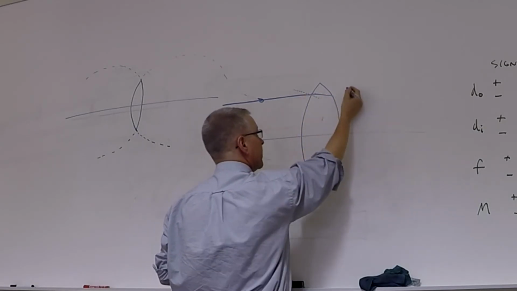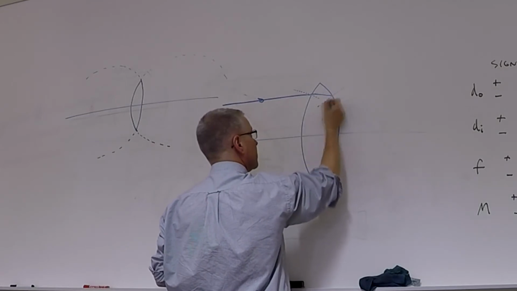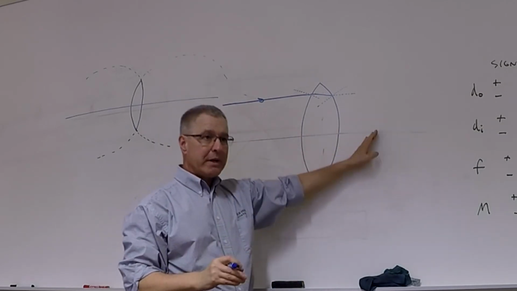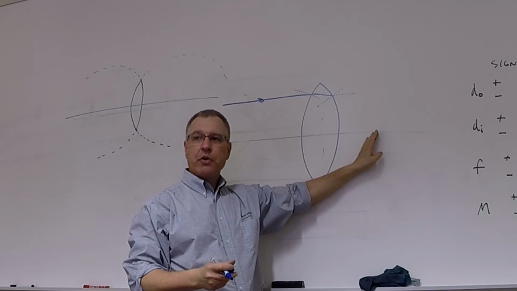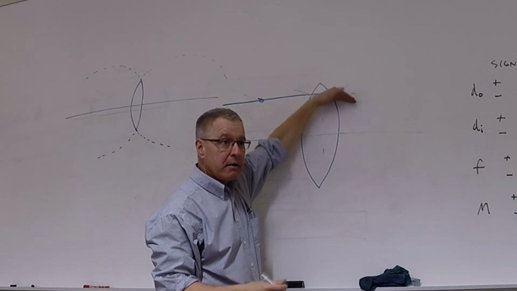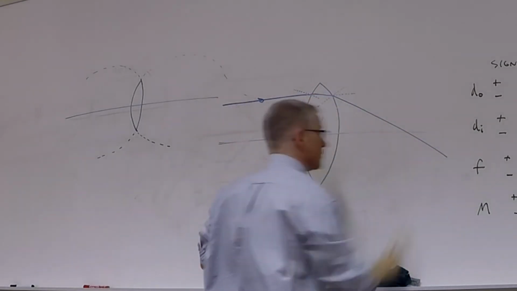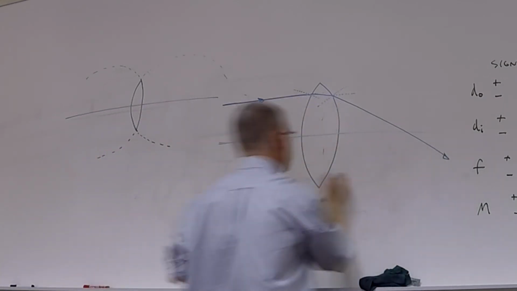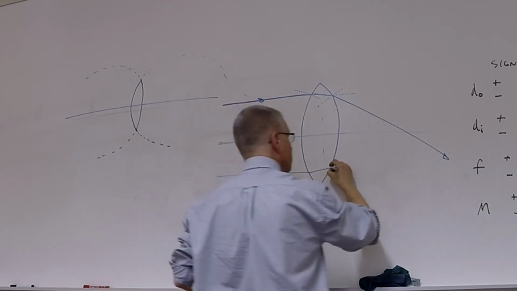I get another interface. Here's the normal line. Here would have been straight through. Now I'm going from high to low index of refraction. Which way are we bending? Away from the normal line, but that's down again because of the shape of that side. So altogether, I made that particular ray go like this. And here's my refracted ray. If I take another one here, does the same thing like this.